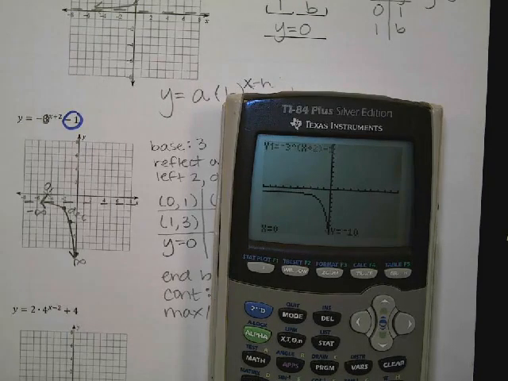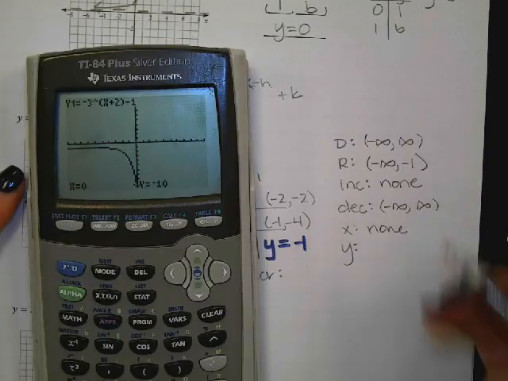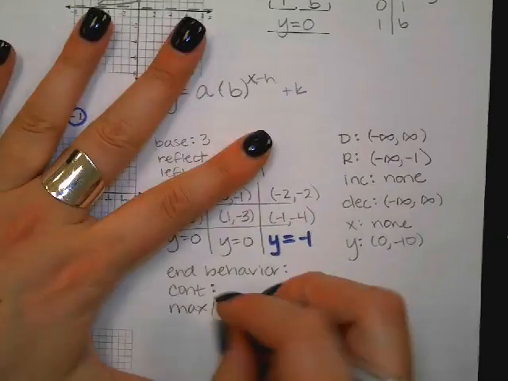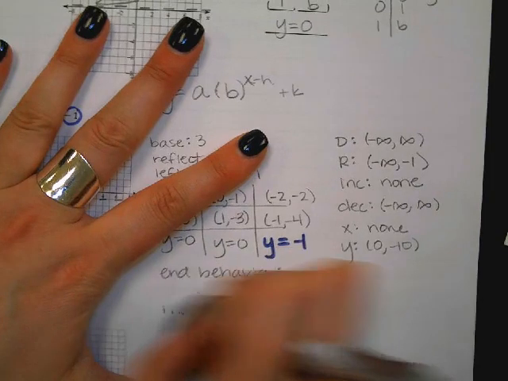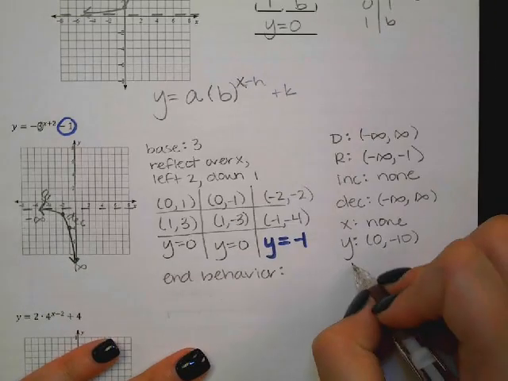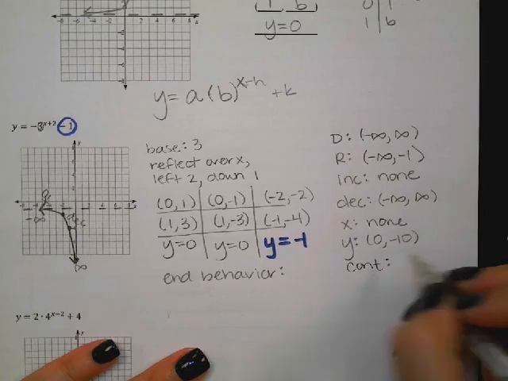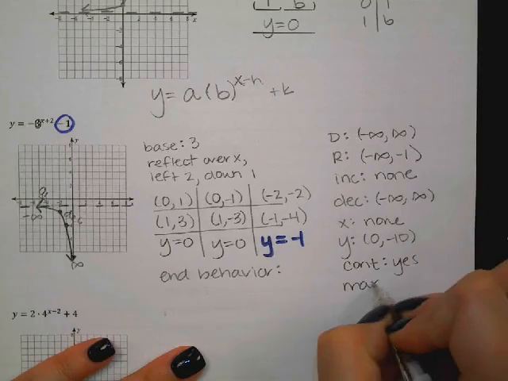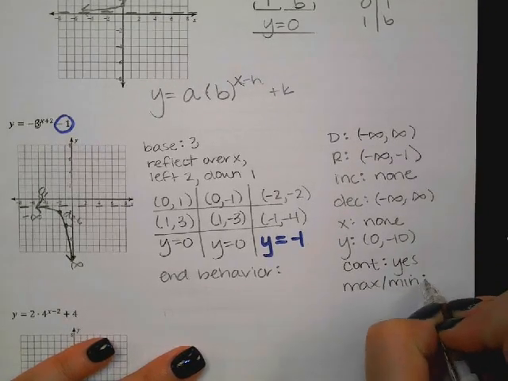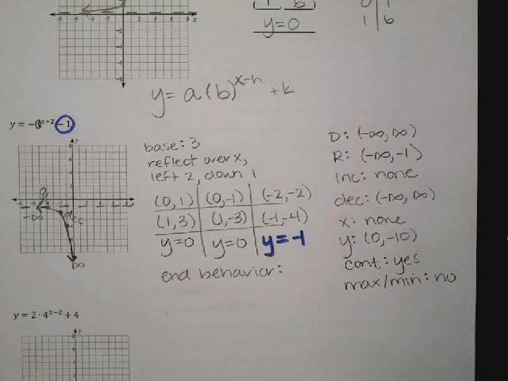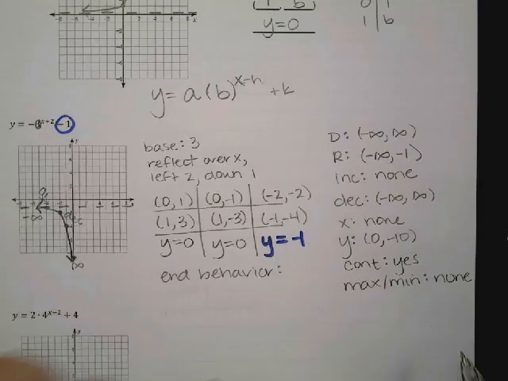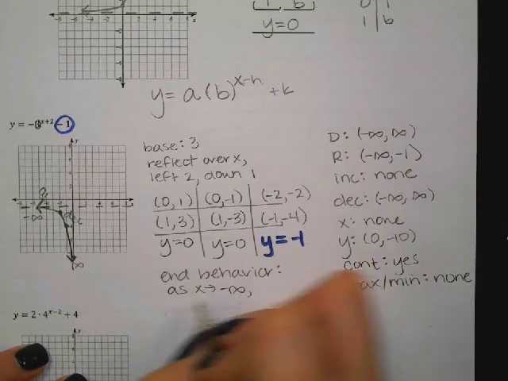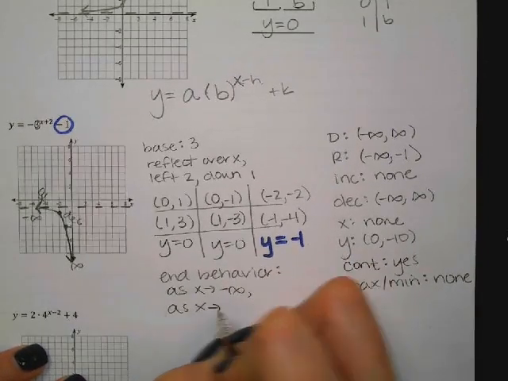So I graphed it correctly, and it looks like my y-intercept is -10. 0, -10, okay. And the behavior is going to take it. All right, so continuity, can you trace it with your finger without picking your finger up? Yes. Is there a max or a min? Is there a mountaintop or a valley? No. I'll put none. All right, so end behavior, we're going to say as we look to the left, as we look to the right.